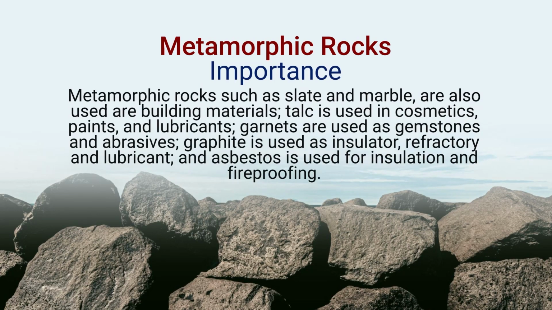Now, metamorphic rocks, if you see, like slate and marble, are used in building materials. Talc is used in cosmetics, powders, paints, and lubricants. Garnet is used for gemstones and abrasives. Graphite is an insulator, refractory, and lubricant. Asbestos is used for insulation and fireproofing.